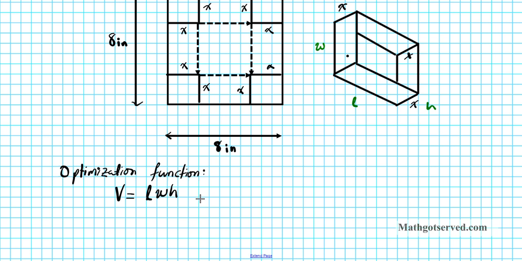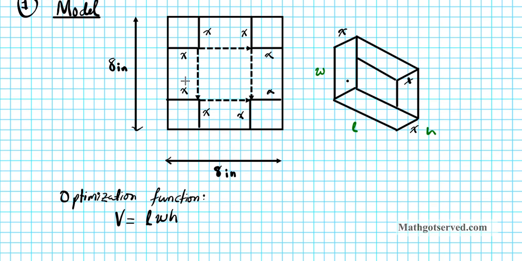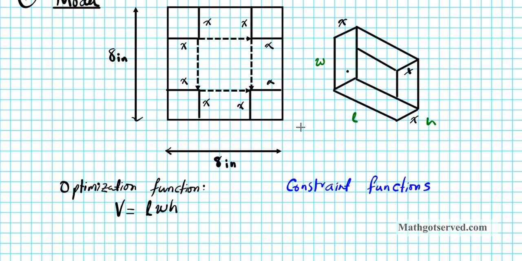But we don't have an infinite number of resources. There are constraints on how much material we have, and that's defined by the dimensions of the sheet. So let's now take a look at our constraint function. Now we have constraint functions because there are constraints on the length, the width, and the height. Now, what constraints are there?